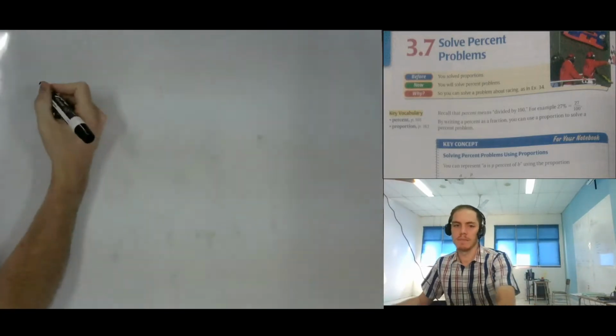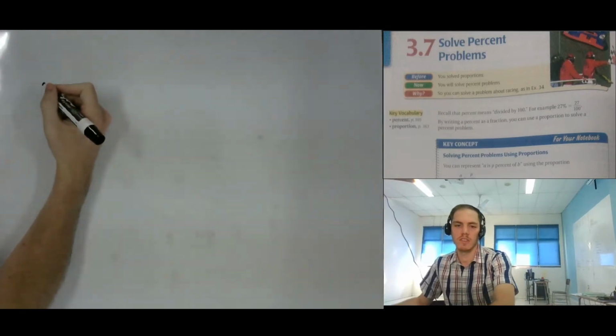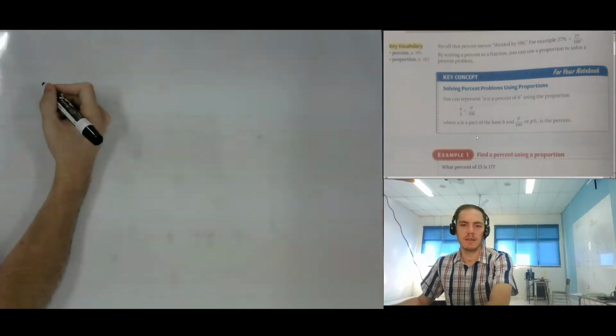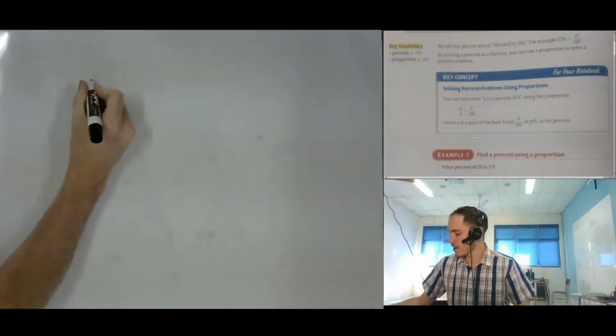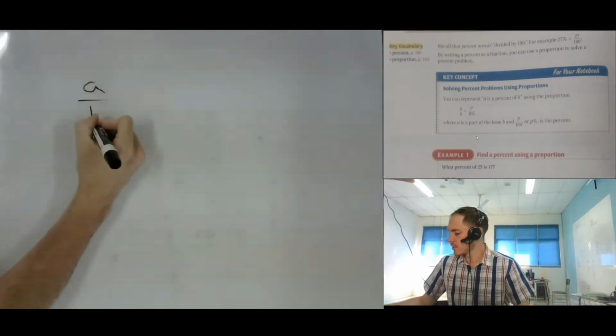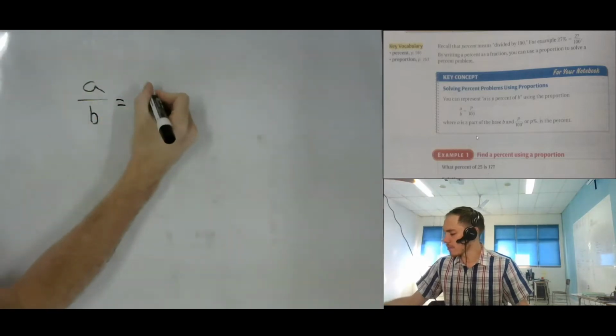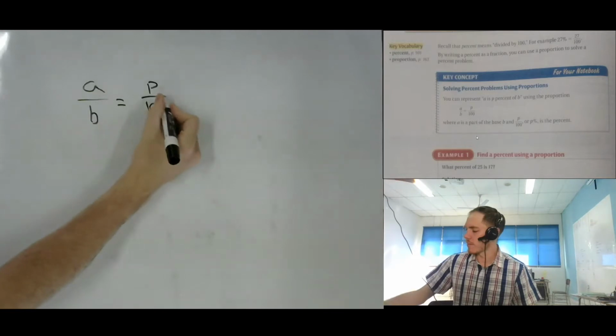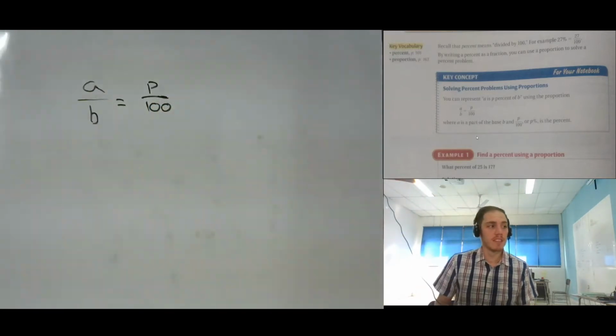Welcome back, guys. We're going to be talking about 3.7, solving percent problems. There's going to be a formula we're given, which is how we solve it all. It says A is P% of B. So A over B equals P over 100, whatever percent we have over 100. Now this formula is going to be quite useful.